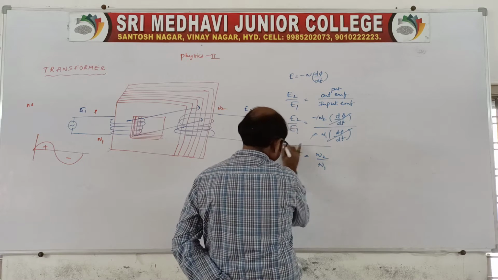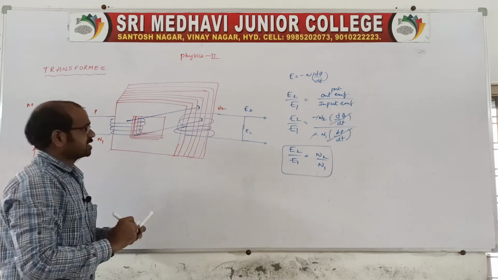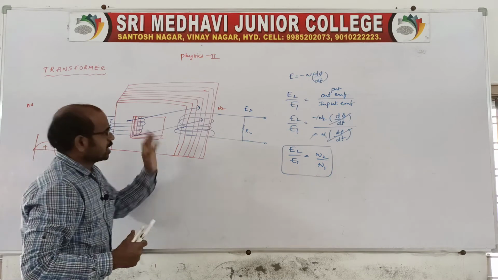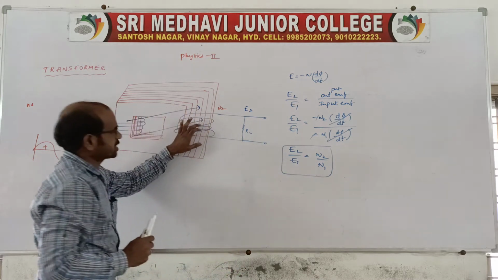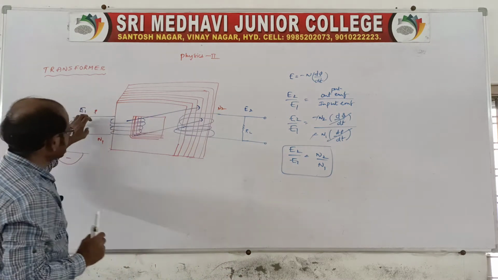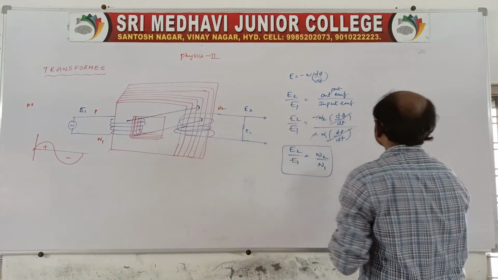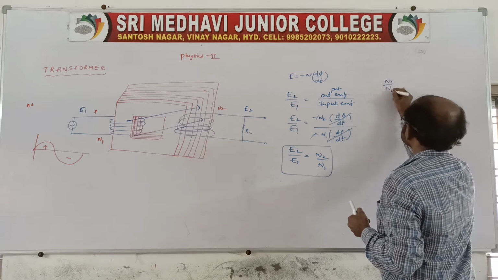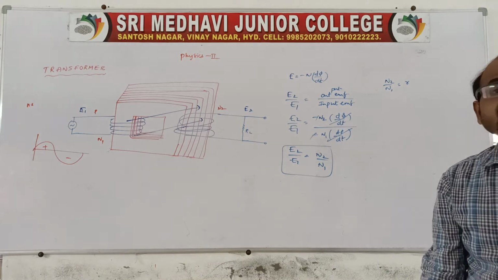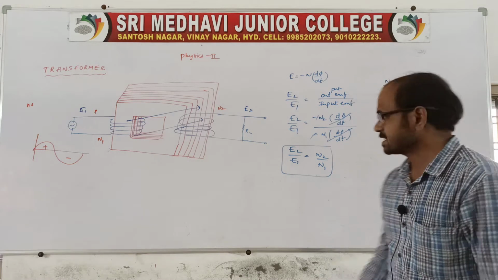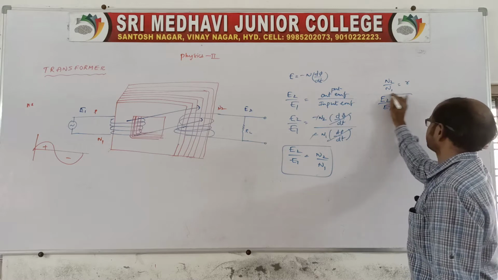This is the relevant theory for the given transformer. So output EMF by input EMF is nothing but N2 by N1. N2 is the number of turns in the secondary coil and N1 is the number of turns in the primary coil. So we can also say N2 by N1 is a small r. What is the small r? Small r is nothing but the transformer ratio. So we can also say E2 by E1 is equal to small r.